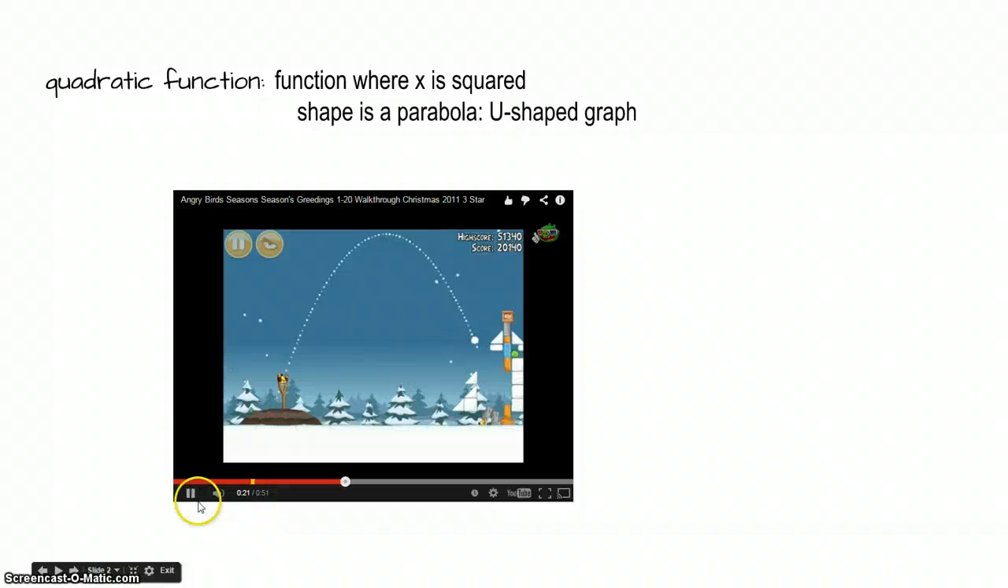You've seen a parabola before. There's one right there, right? Some of you have played Angry Birds before. When you shoot your little bird through the air, it follows that arc or that U shape, just like this little bird did to hit the pigs.